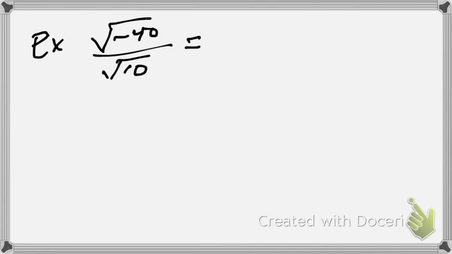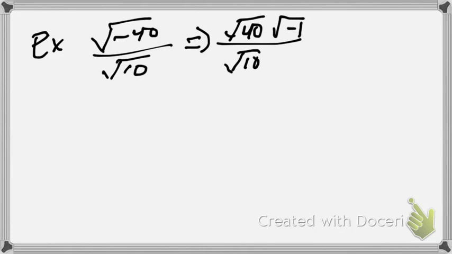So the square root of negative 40, we can rewrite that as the square root of 40 times the square root of negative 1, divided by the square root of 10. The square root of 10 does not have a factor. There's no factor of 10 that's a perfect square, so the square root of 10 is already simplified.